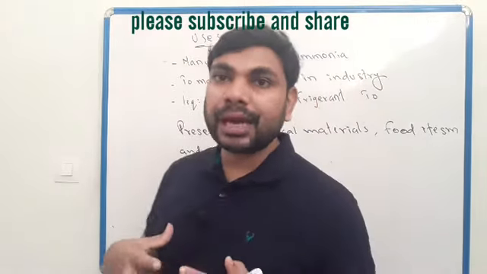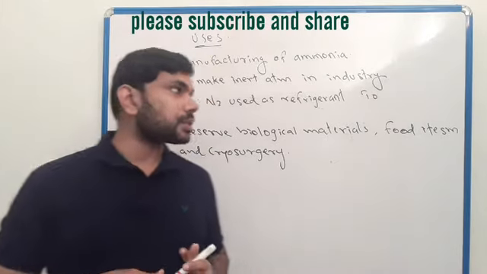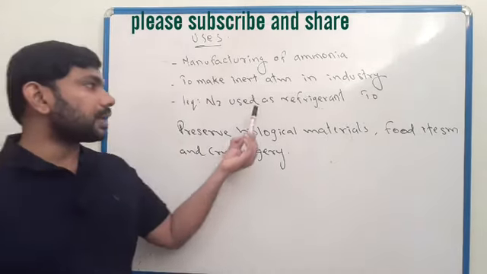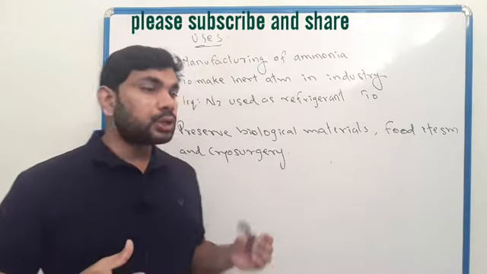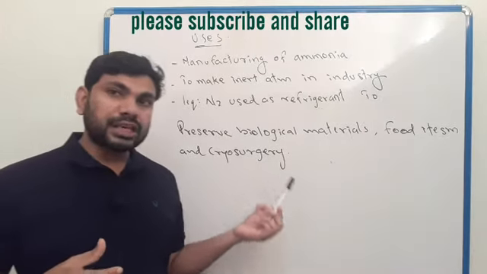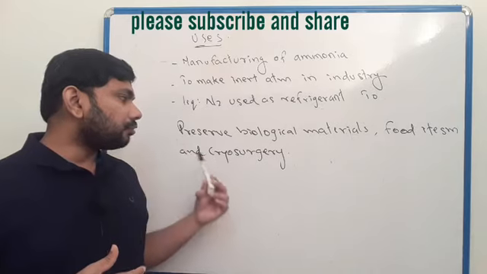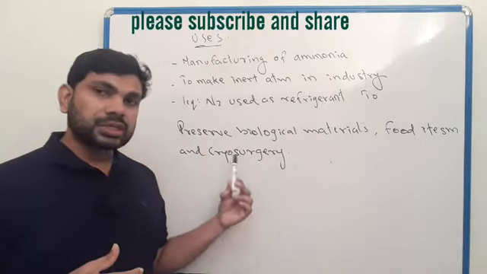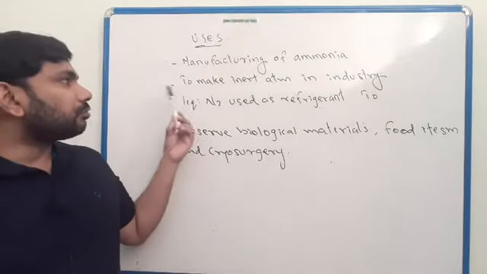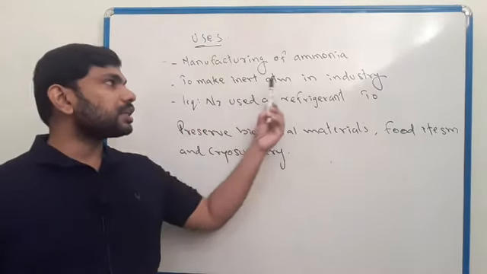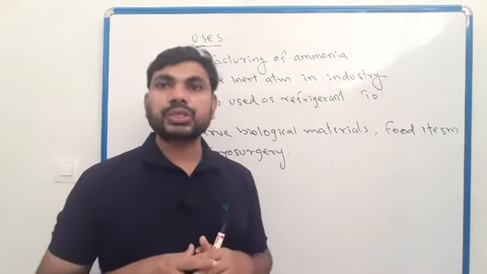Nitrogen is used in manufacturing of ammonia, in the Haber process. Nitrogen is used as a refrigerant to preserve food and biological materials. Also, nitrogen is used in cryosurgery. And nitrogen is used to make an inert atmosphere in industry. So these are the different uses of nitrogen.